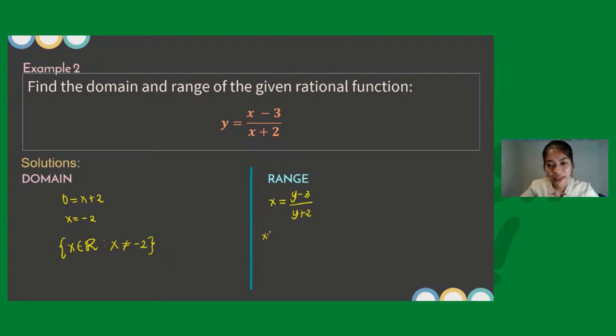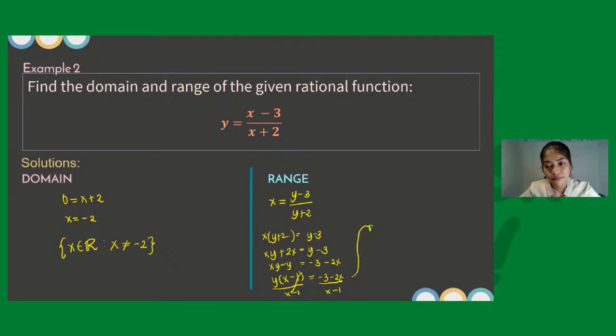Cross multiply that, we have x times y plus 2 is equal to y minus 3. So we have to distribute this one. So we will have xy plus 2x is equal to y minus 3. So solving for this equation in terms of y, kailangan ilipat natin lahat ng with y variable on one side. So this will be xy minus y is equal to negative 3 minus 2x. So let's factor out y here. That is the common factor. We will have y times x minus 1 equals negative 3 minus 2x. So to solve for y, we have to divide both sides by x minus 1.